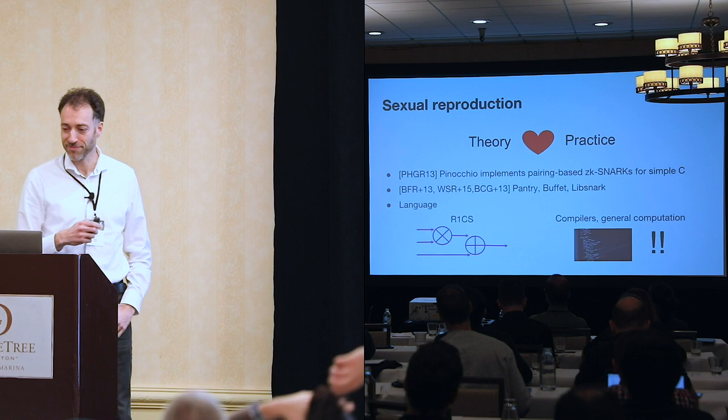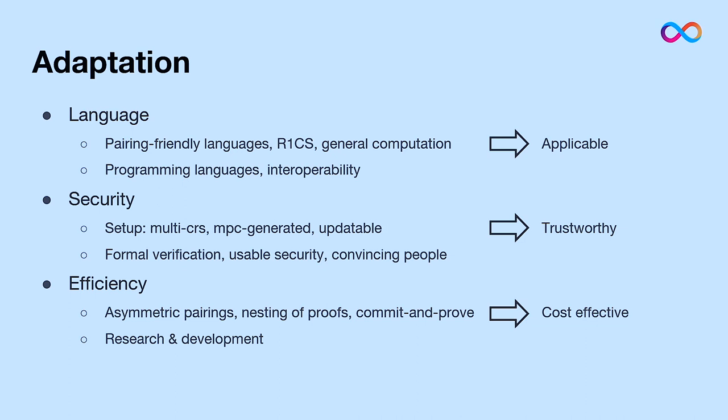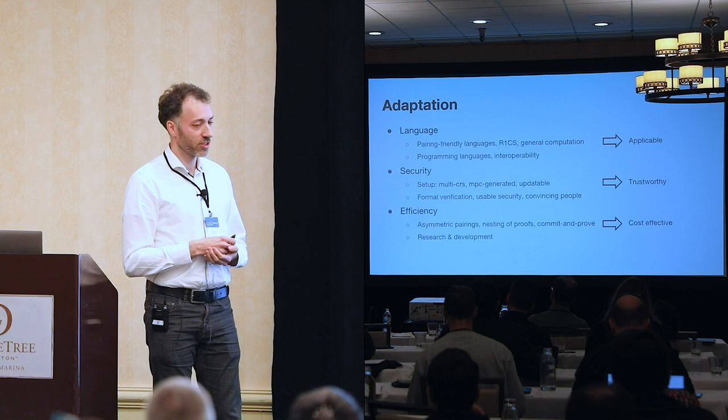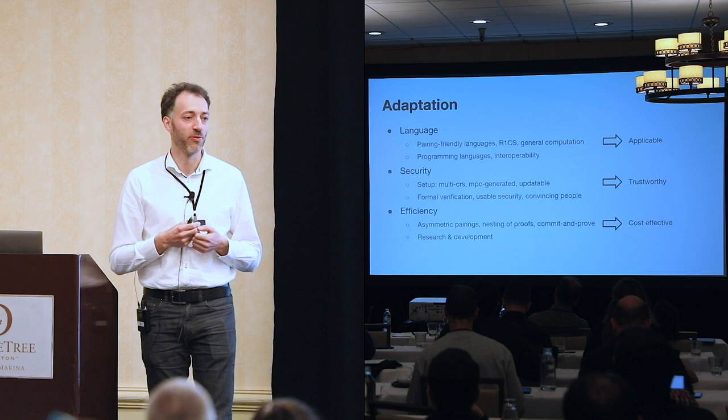Looking a little towards the future, I actually have very little to say about the future. Who knows. But I think we've seen this focus on language: we had pairing-friendly language and rank one constraints, and now we are looking at general computation. It really speaks to the applicability of SNARKs. And the next question, something we have already touched on in this workshop, is what high-level programming language we should use to specify these kinds of statements. So all this work on front ends and compilers is really interesting, and also questions about interoperability now. It's also essentially a question about what kind of language we want to prove things about.